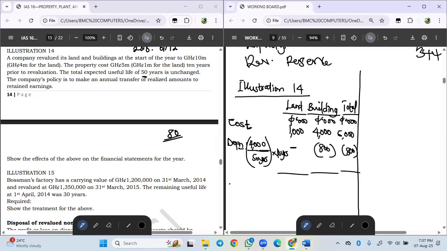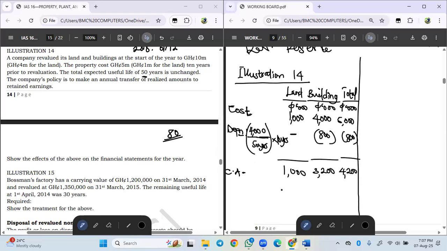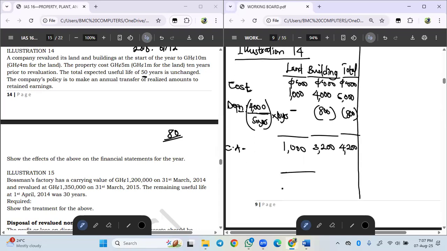So the carrying amount. There is no date here, so let me just write carrying amount. We have 1,000 here and 3,200 here. When we add them, you get what? 4,200. Now we know that the revaluation happened somewhere here. So here will be the revaluation, and this one is after the 10 years.